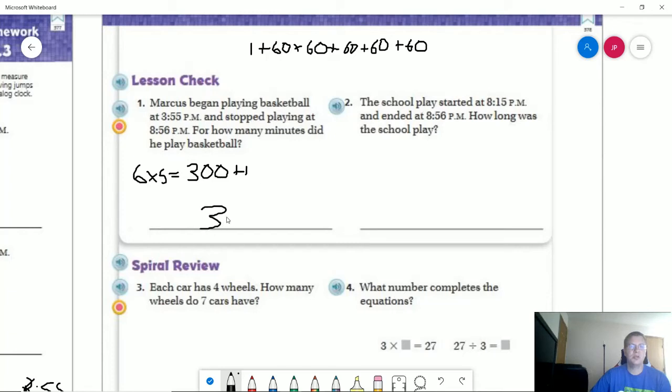give us 301 minutes. Number 2, school play started at 8:15 p.m. and ended at 8:56. Again, this is one that we could just use our subtraction strategy for. So I'm just going to write down the minutes, and that would give us an answer of 41 minutes.